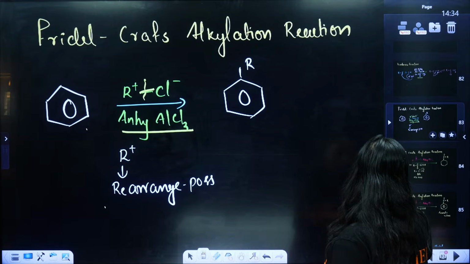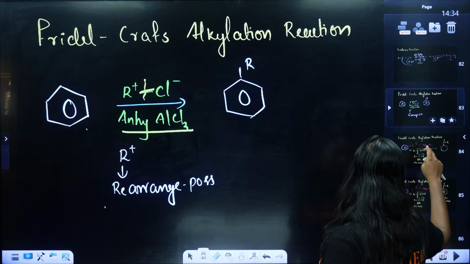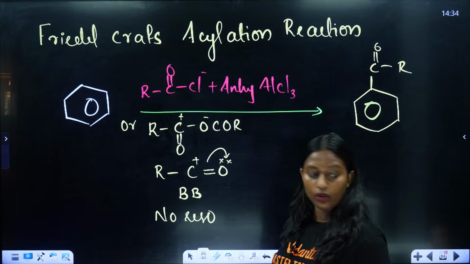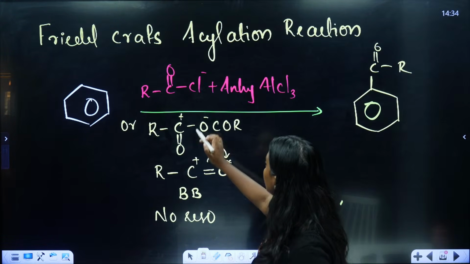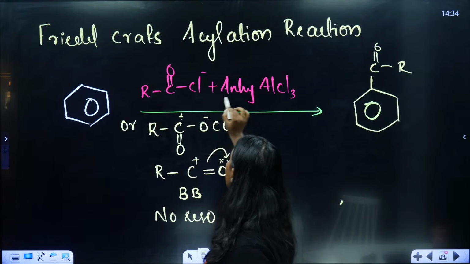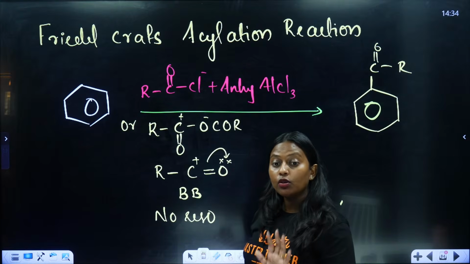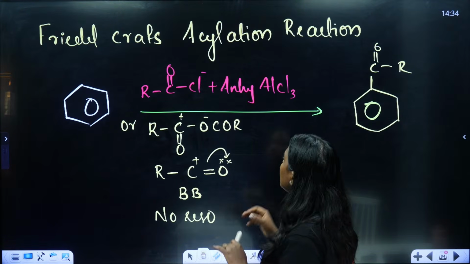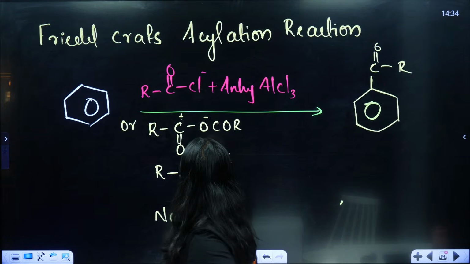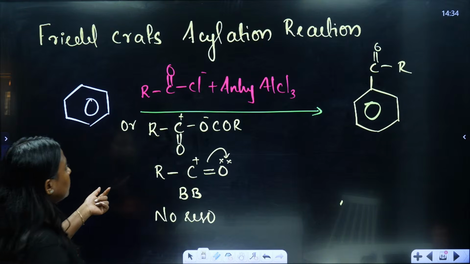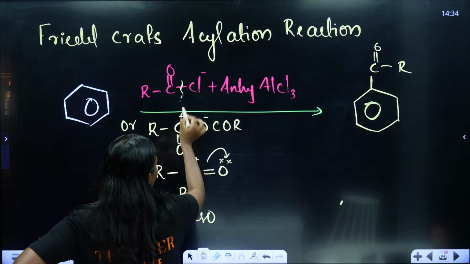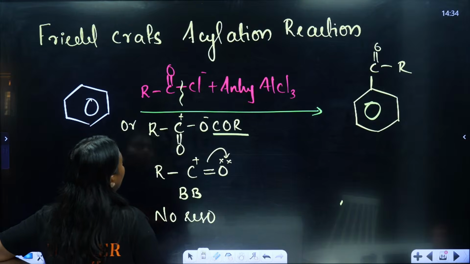Next is Friedel-Crafts acylation reaction. Here we are taking the same benzene with RCOCl in the presence of anhydrous aluminium chloride. So what will happen here? It's very simple. What gets added here? COR comes here, COR attaches, the chlorine goes away. The reaction happens in the presence of COR.